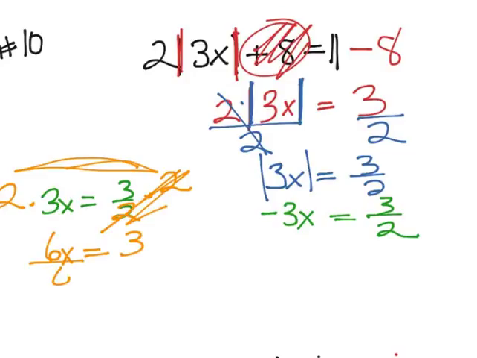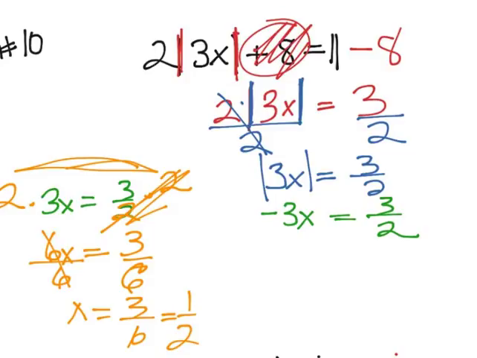Well, I need to divide by 6, don't I? All right. So I have x equals 3 over 6. And I think my middle school teacher told me I have to reduce that, so that equals 1 over 2. How'd I do?